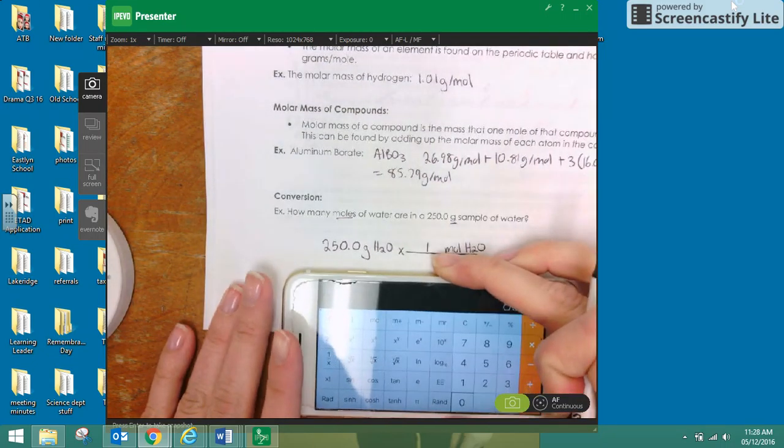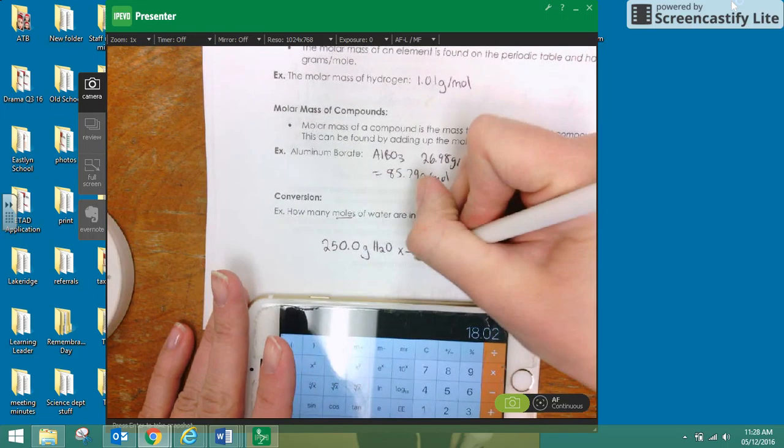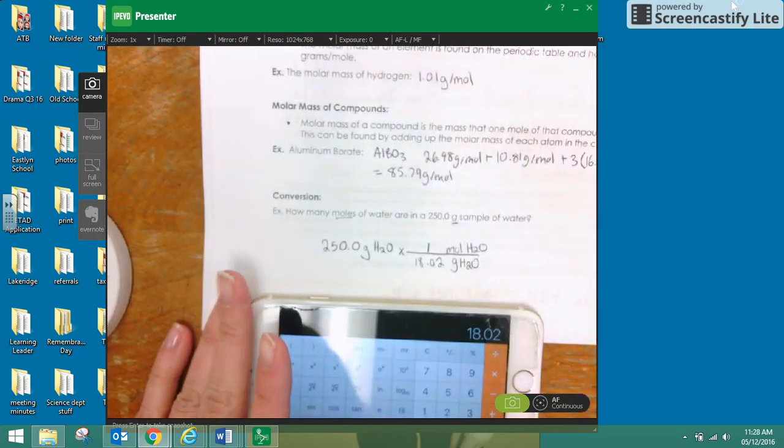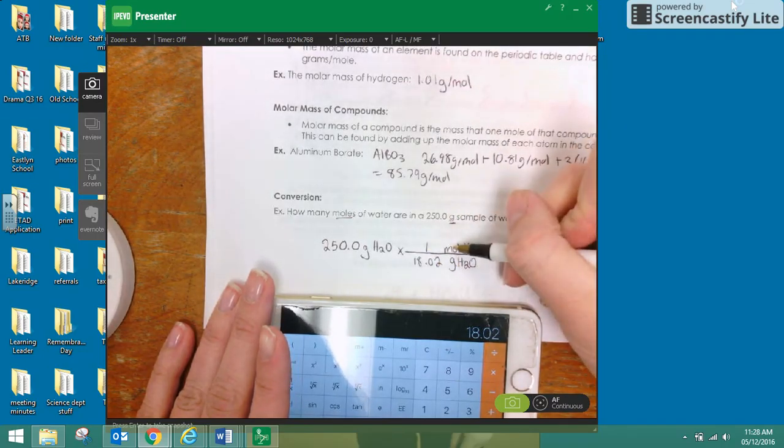So to figure out the molar mass of water, we're going to take 2 times the molar mass of hydrogen, which is 1.01, and add on the molar mass of oxygen, which is 16. So 18.02 is the molar mass of water. So we pair up the molar mass with the grams and 1 with the moles.